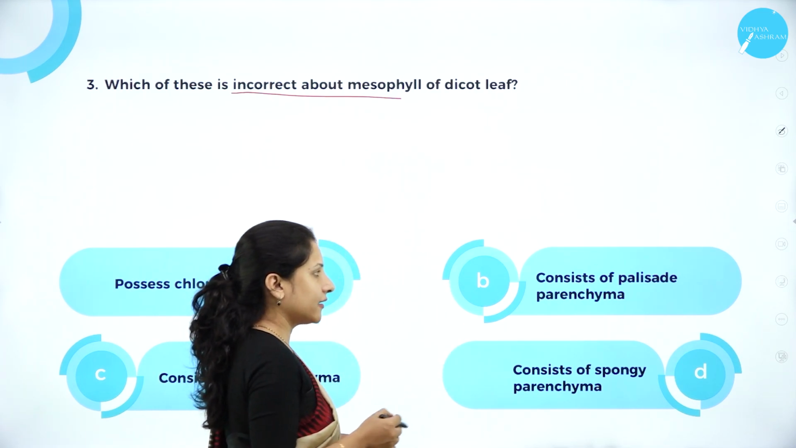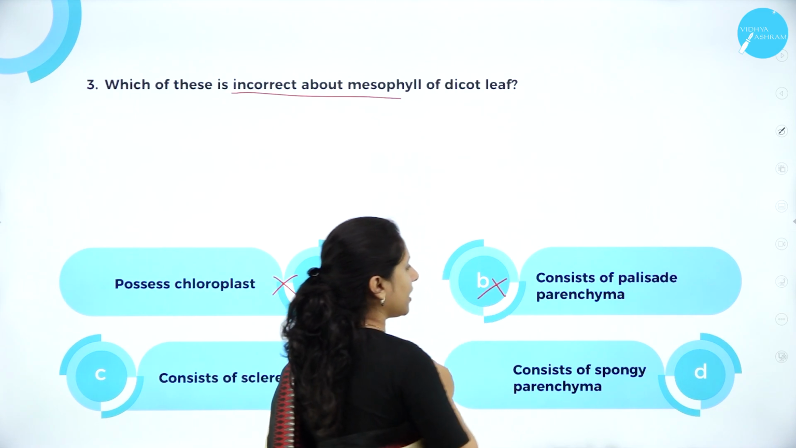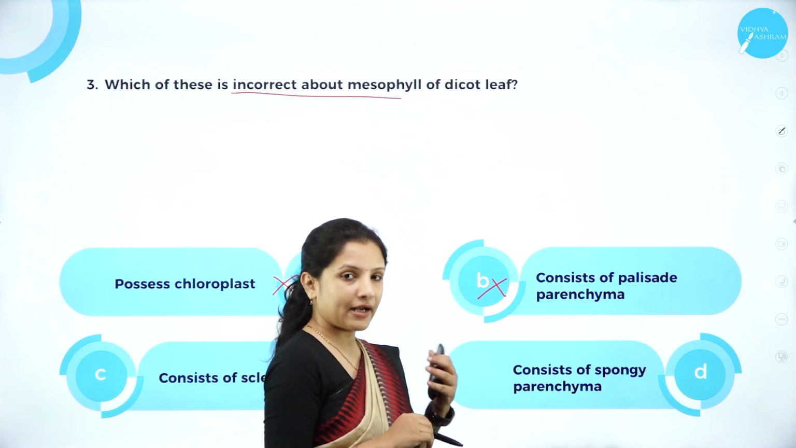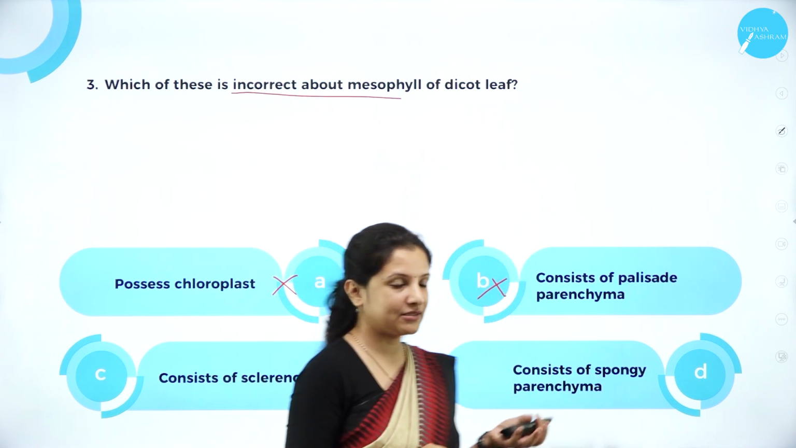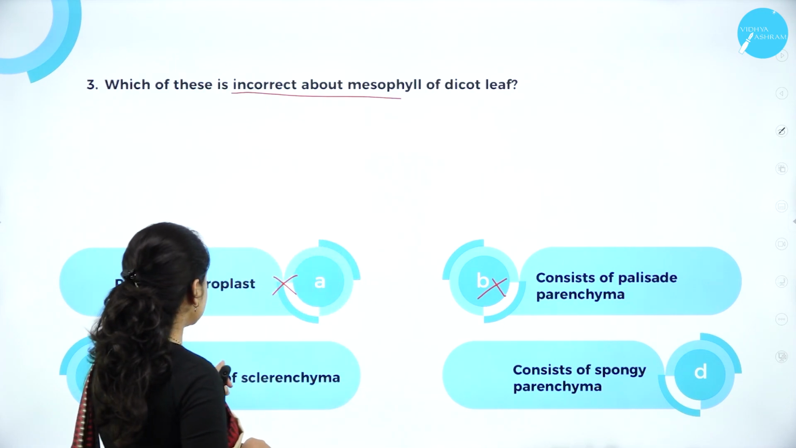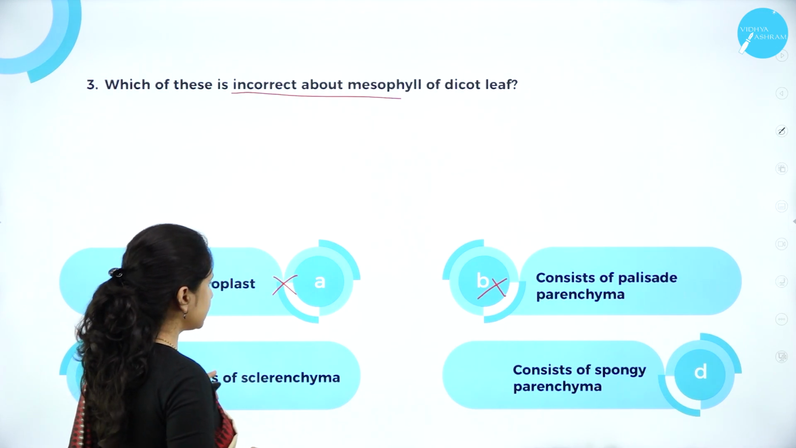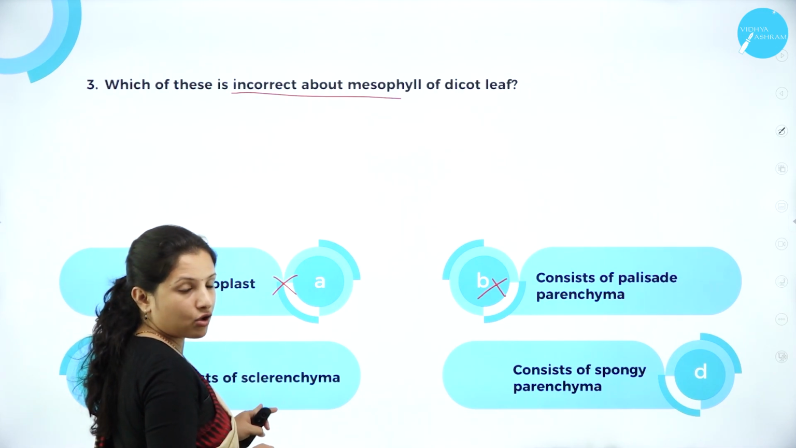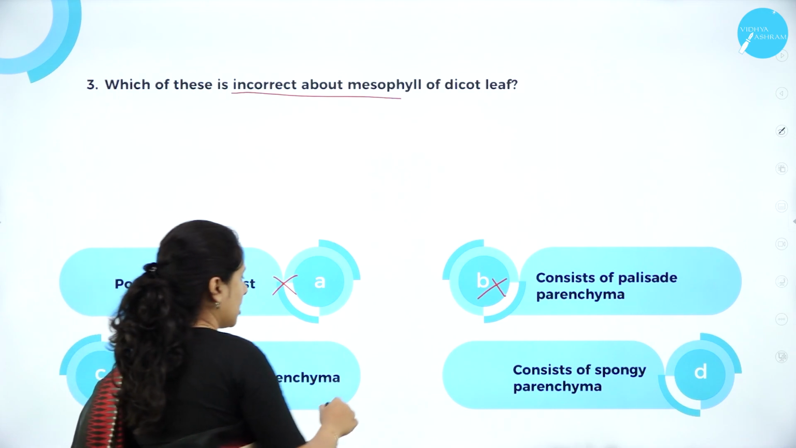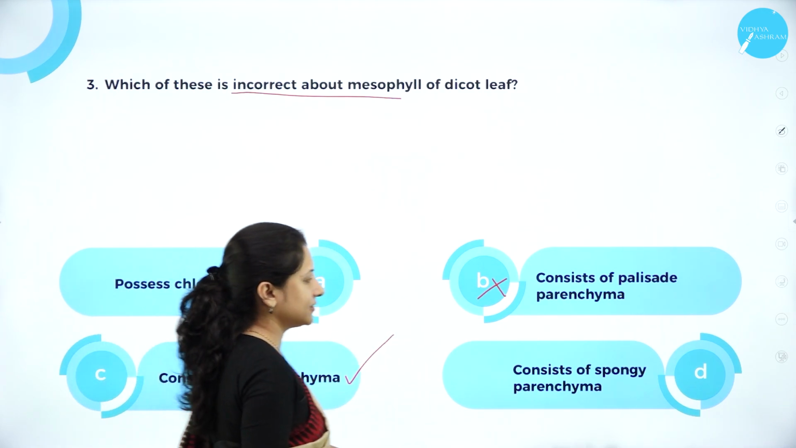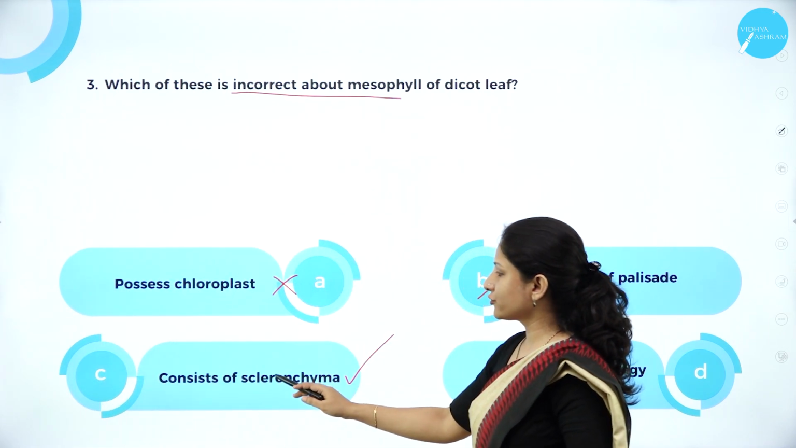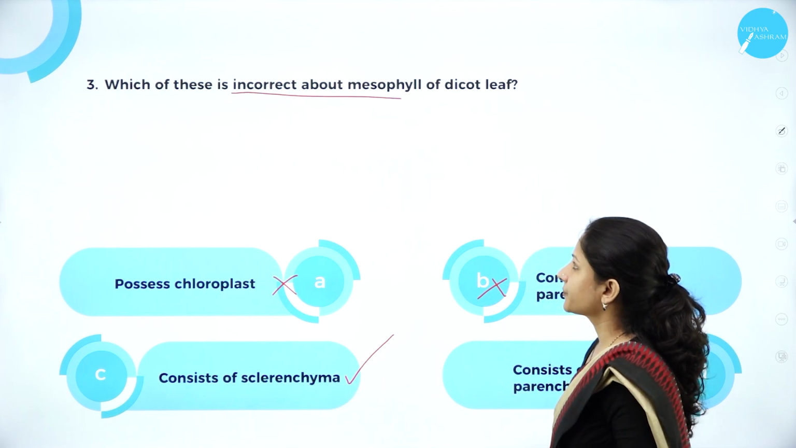Consists of palisade parenchyma, yes, towards the upper epidermis or towards the adaxial epidermis they have palisade parenchyma. Next, consists of sclerenchyma, consists of spongy parenchyma. Here the leaves, neither the monocot nor the dicot leaf, they have sclerenchyma. So therefore option C is the right answer here, because this is not true about the dicot leaf.